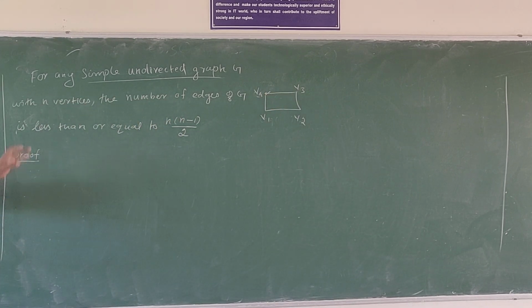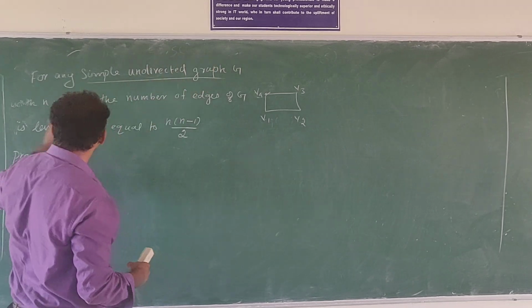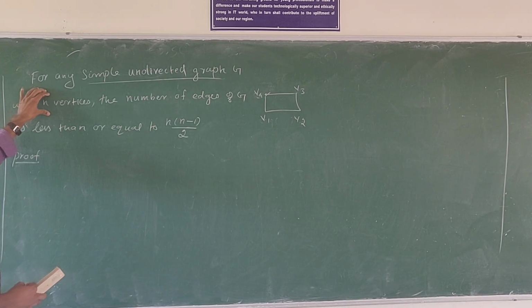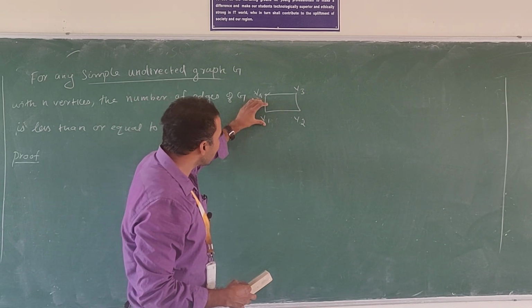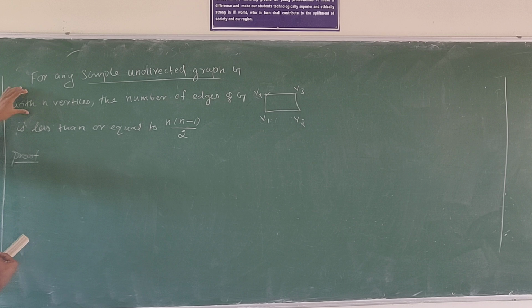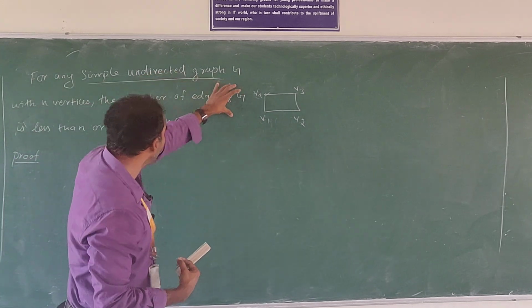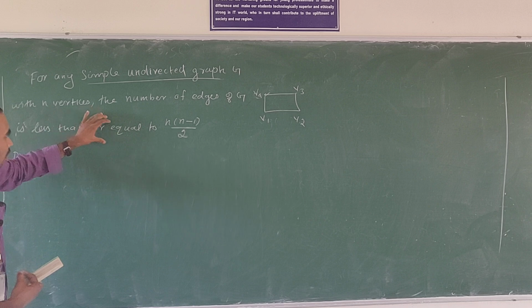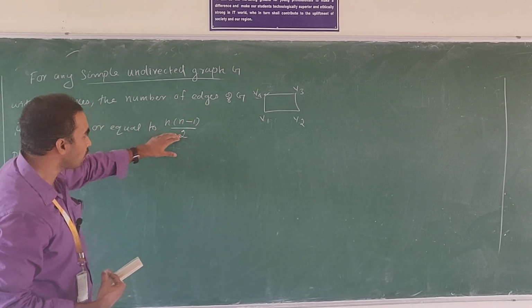Okay. For any simple undirected graph G with n vertices. So this is an example problem: 4 vertices. Generally, we say n number of vertices. The number of edges of G is less than or equal to n into n minus 1 divided by 2. We have to prove this.